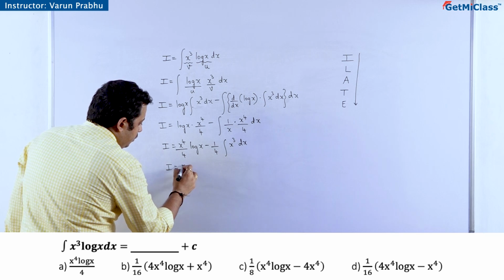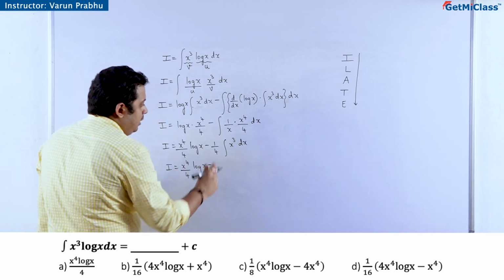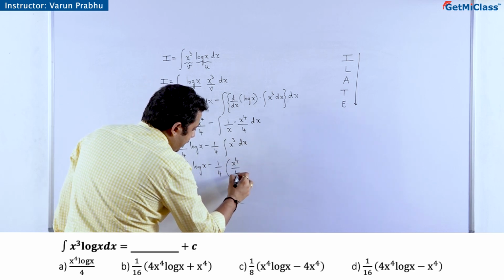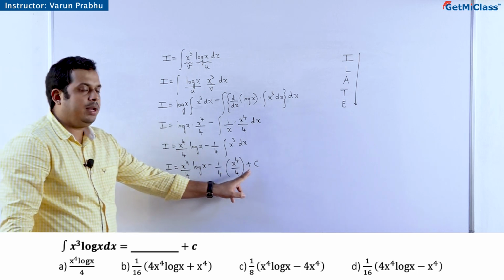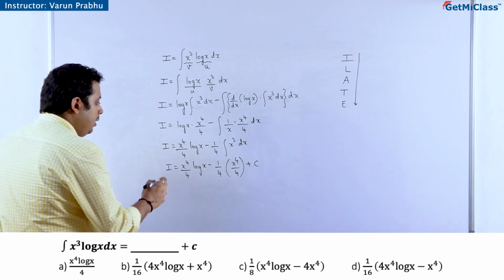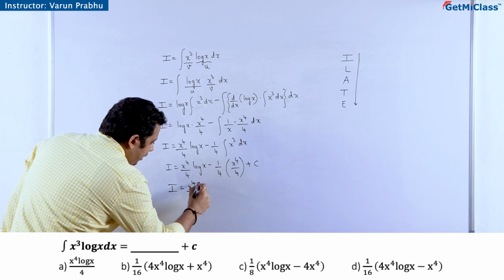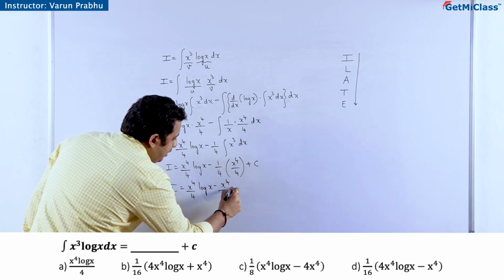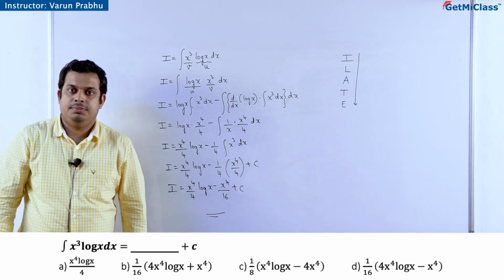Step by step you solve this. x to the power 4 by 4 times log x minus 1 by 4 into x to the power 4 divided by 4. After the completion of indefinite integration, you put one arbitrary constant of integration. So your answer to the question, I will be equal to x to the power 4 divided by 4 times log x minus x to the power 4 divided by 16 plus c. This will be the answer to the question.